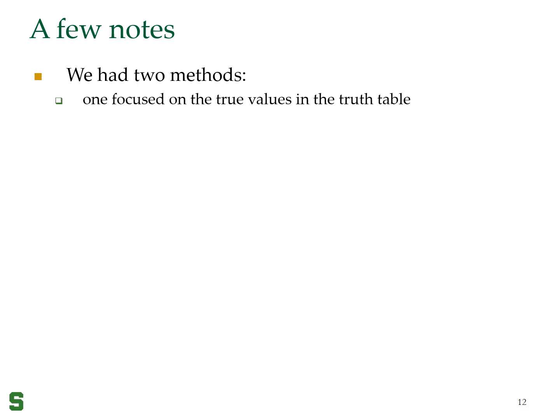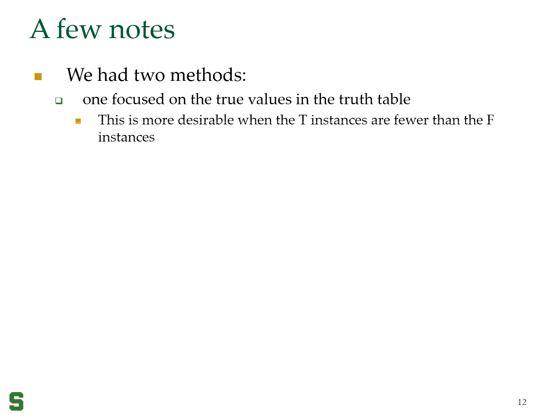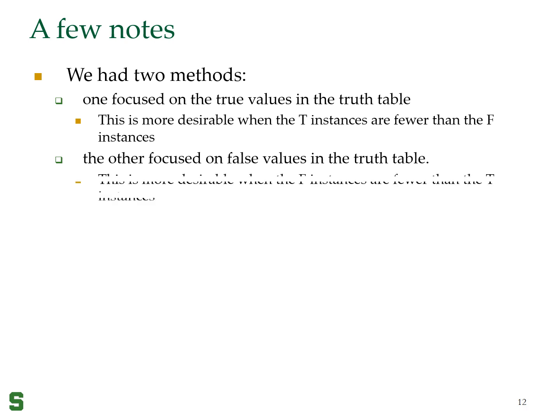A few notes I want to add. We looked at two methods. One of them focused on looking at the true values in the truth table, identifying the corresponding formula, and then combining those using disjunction or OR. This approach is more desirable when the true instances are fewer than the false instances. The other one focused on the false values in the truth table. This is desirable when the false instances are fewer.